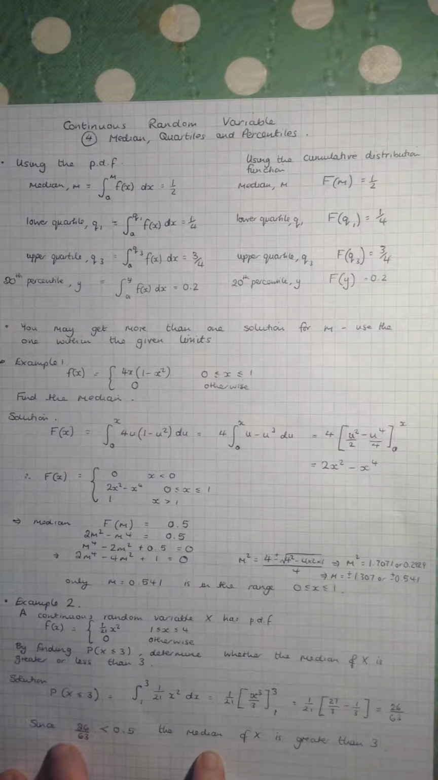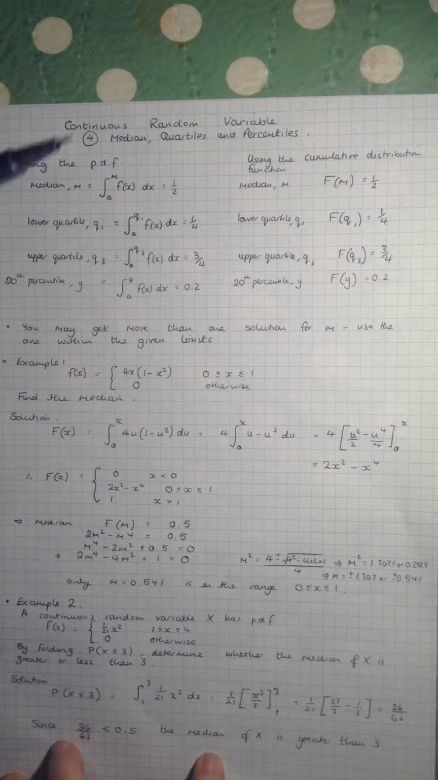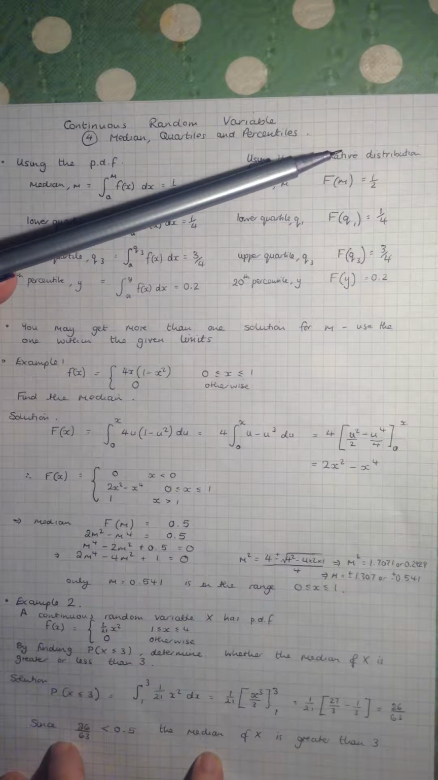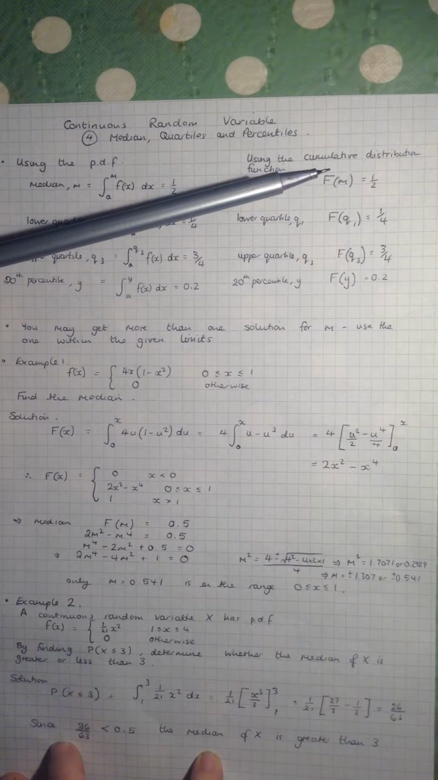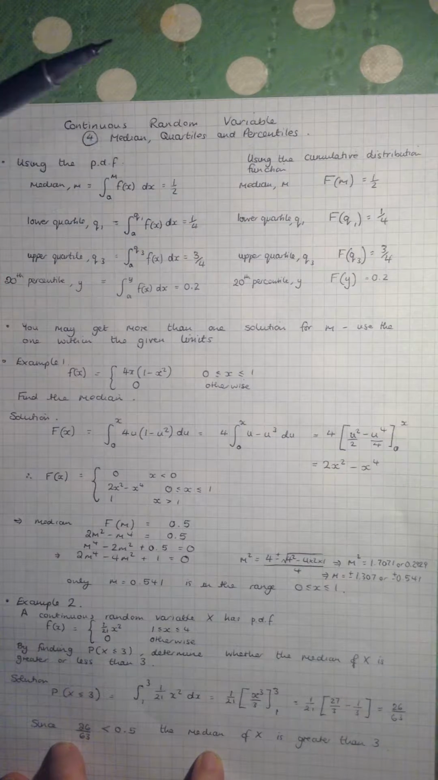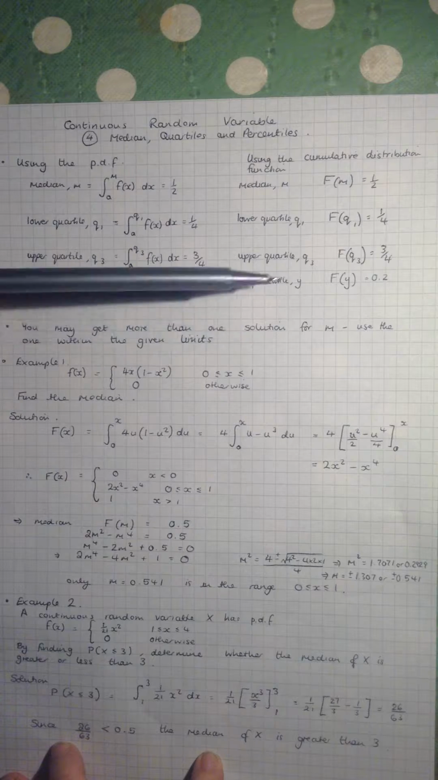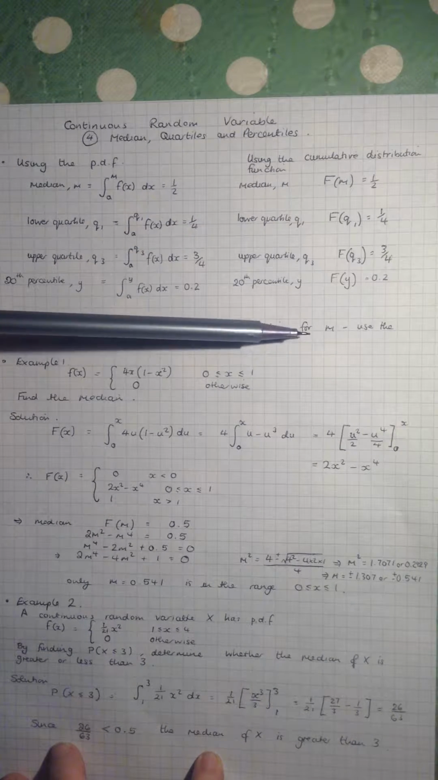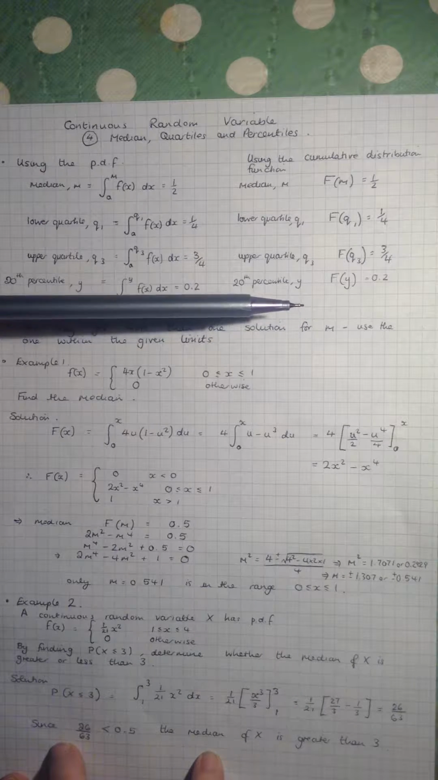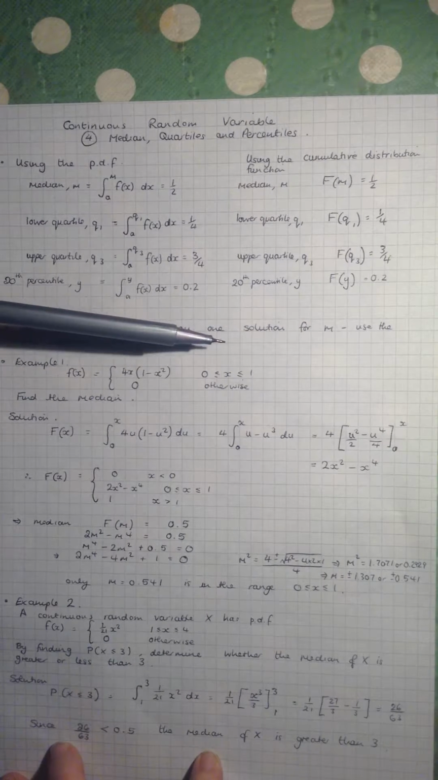Because of the nature of the equation you are likely to be solving, if it's a quadratic, you may get two solutions for m. With that, only one of them will be within the range of the given limits, so that's the one you choose.